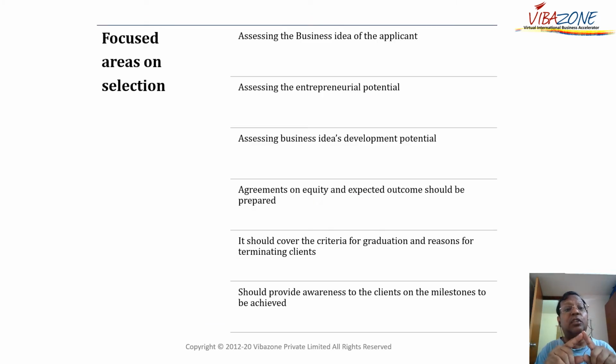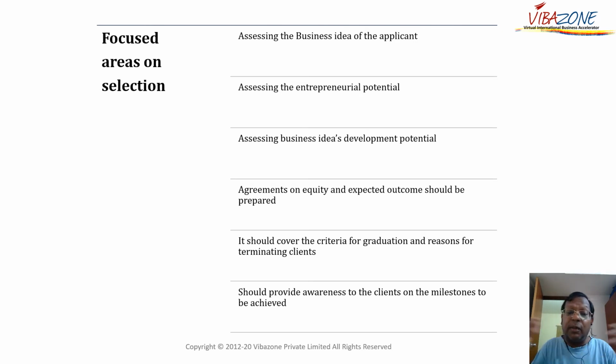Now we need to focus on areas of selection. First, we need to assess the business idea of the applicant. We need to see whether there are entrepreneurial potentials, and is the idea a business idea? Is there enough potential? An agreement on equity and expected outcomes should be prepared. They should be able to tell you all this. And it should cover criteria for graduation and for reasons of terminating the client.